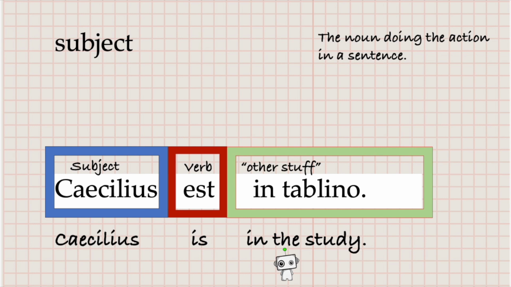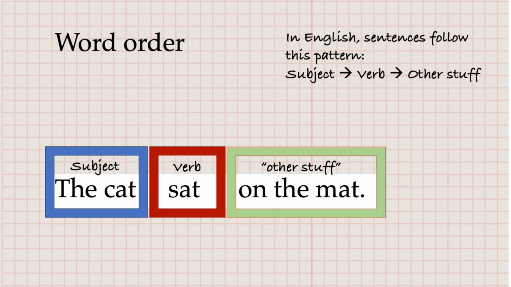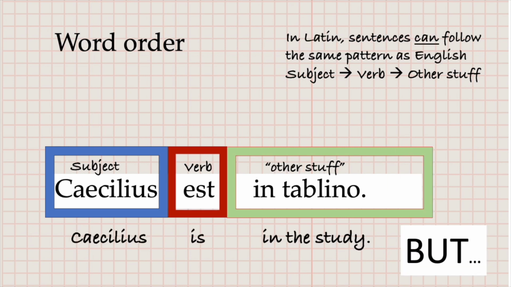Now then, English relies on word order to make it make sense. English sentences follow the pattern subject, verb, other stuff. So, the cat sat on the mat. It doesn't say, on the mat the cat sat, or even the cat on the mat sat. Okay? Let's follow the same principle in Latin. Caecilius est in tablino makes sense.